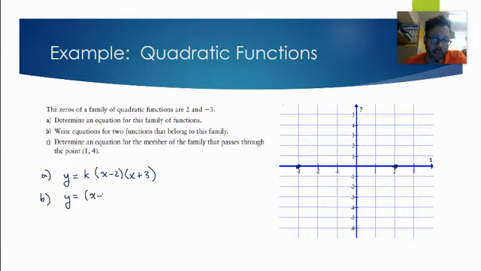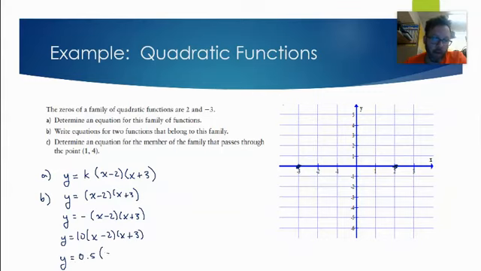You could let k be equal to 1. You could let k be equal to -1. That one would open down. You could let k be equal to 10, any number you want, really. Or 0.5. Hopefully you get the idea. Every single one of those graphs would have x-intercepts at -3 and 2. Some would open up, some would open down.